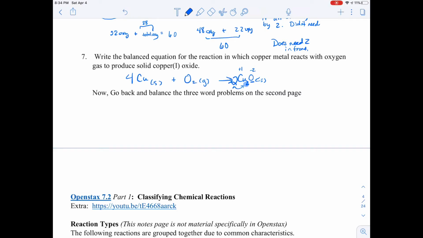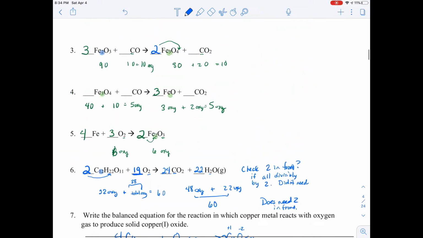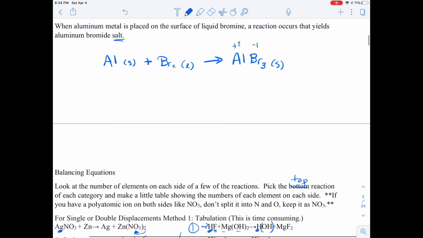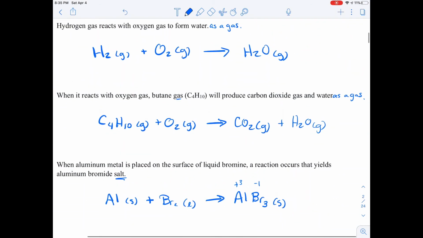Now it says go back and balance those 3 word problems on the second page. I don't know if you read everything, but we're going to go back and balance our word problems. It's even more balancing practice.